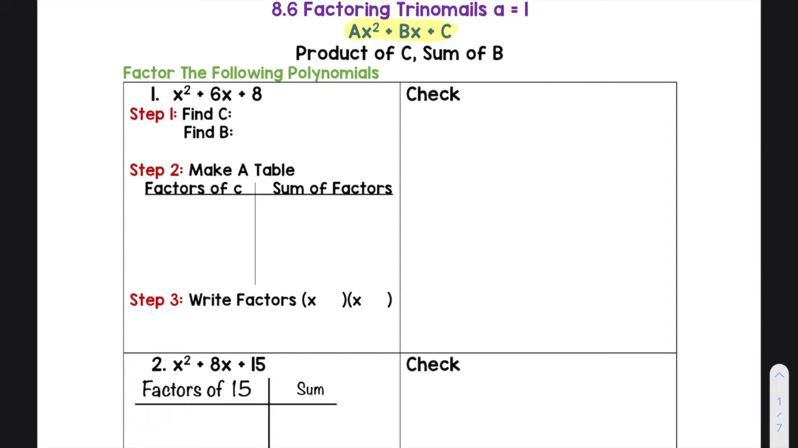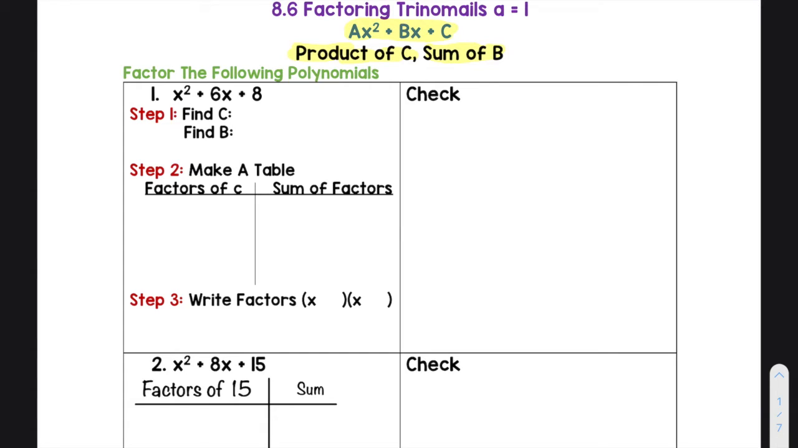For this lesson, the a value, or our leading coefficient, is going to be 1, where each of the trinomials will start with an x squared term. In order to factor these, we're going to find the product of c, which is the term without a variable, and the sum of b, which is the coefficient for the term with the x value.